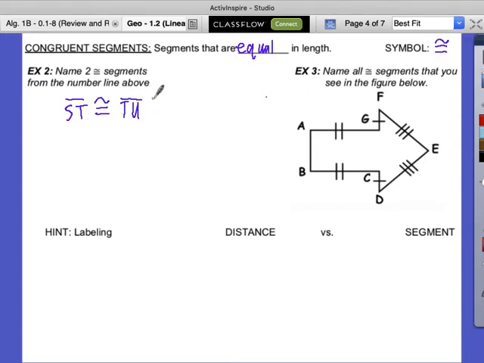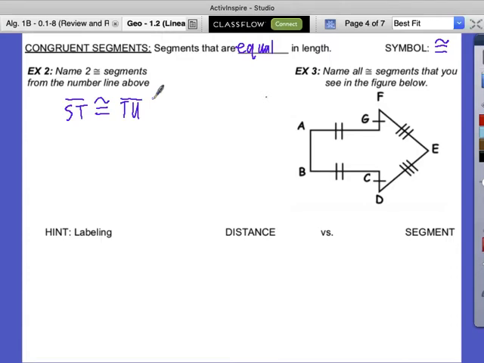Like you say two things are equal, we'll say two segments are congruent. Segment ST is congruent to segment TU. You could flip it around as well. You could put segment TU first and segment ST last. We could also call it segment TS instead of ST, okay? All sorts of things. Questions on number 2 and why we put that?